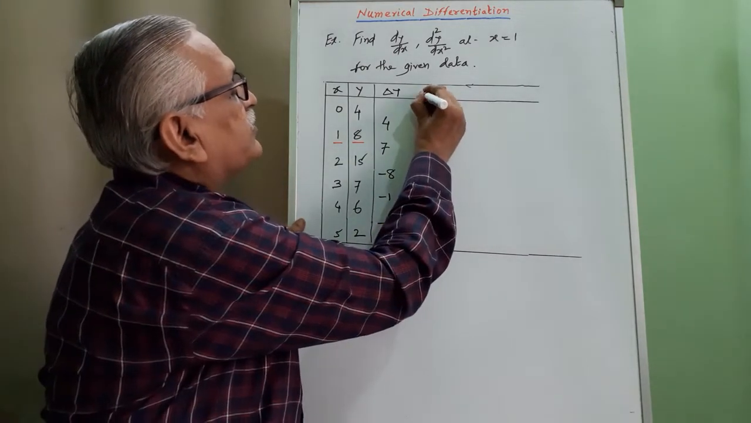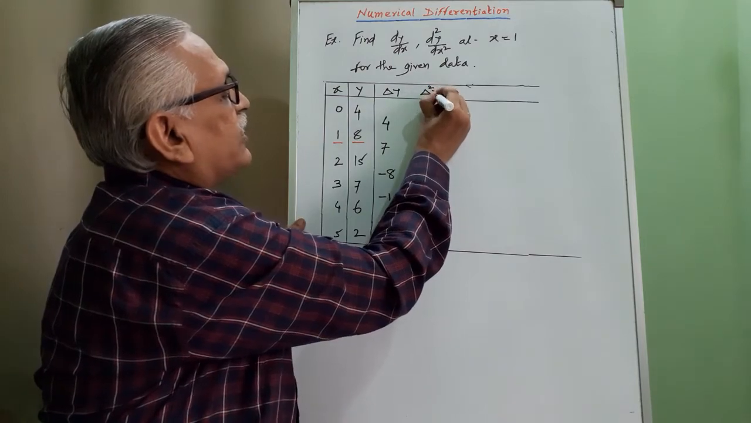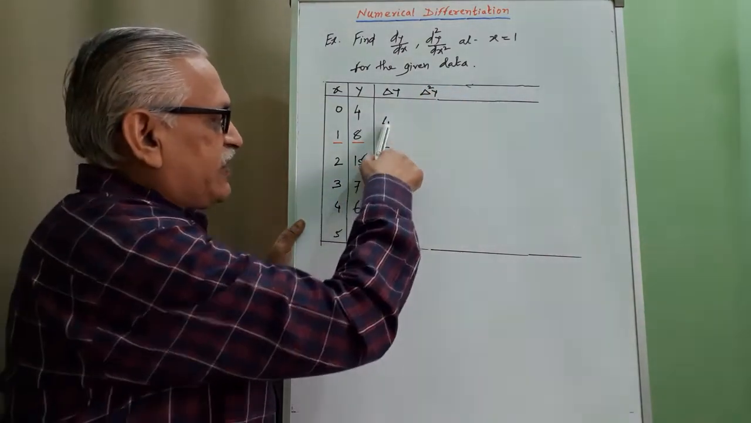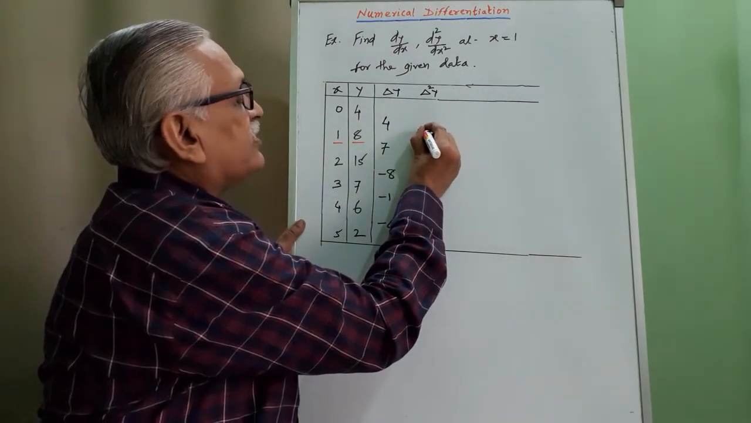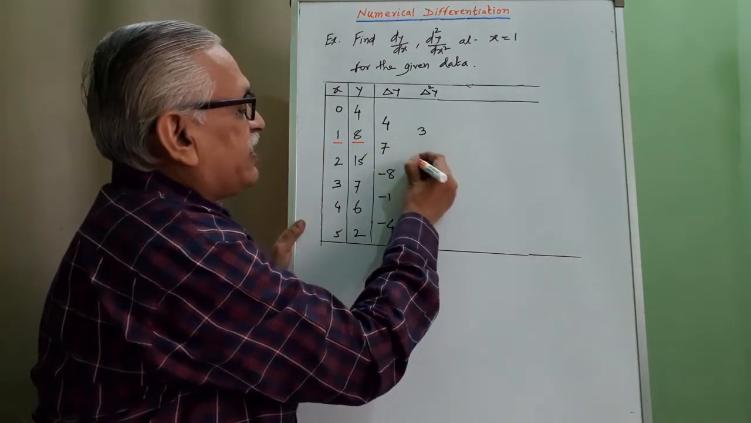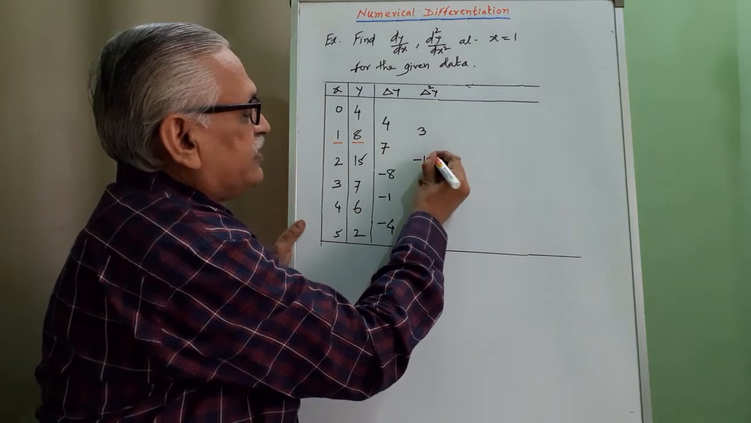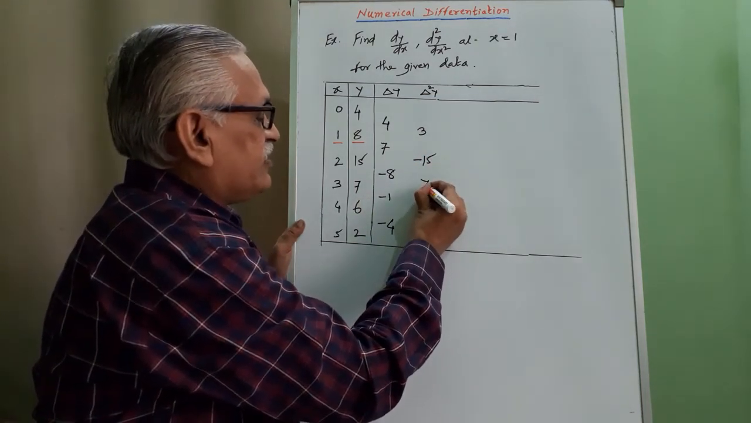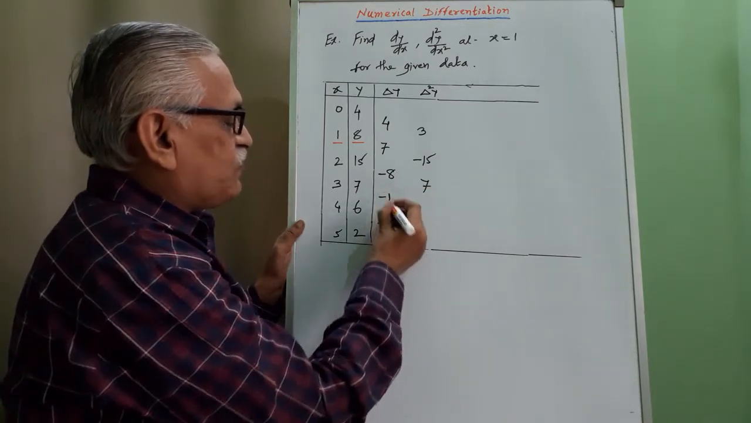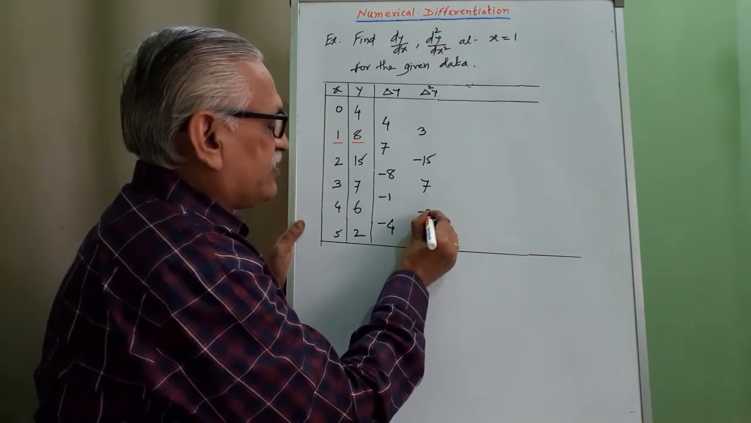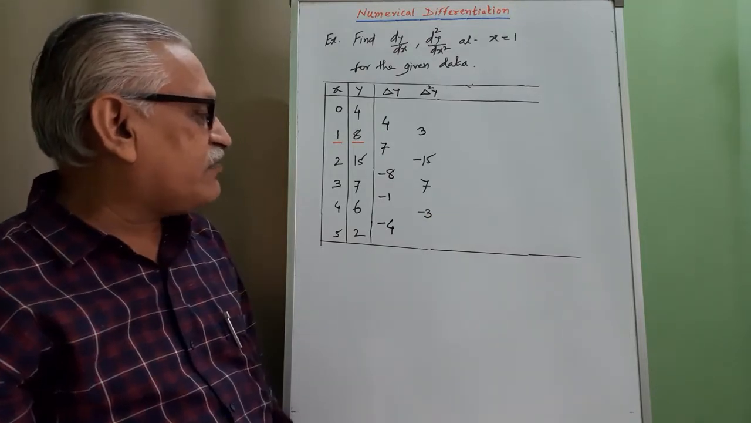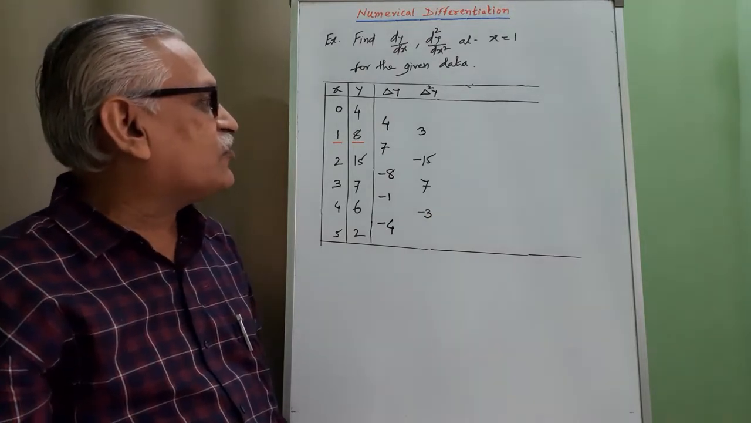Second difference, del square y. It is the differences of this difference. 7 minus 4 we get 3. Minus 8 minus 7 we get minus 15. Minus 1 plus 8, it becomes 7. Minus 4 plus 1 we get minus 3. Therefore 3, minus 15, 7 and minus 3. These are the values.